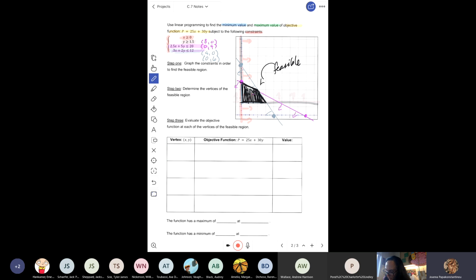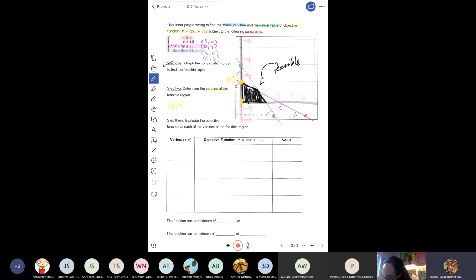Okay, so if I'm going through the steps, I did step 1. I graphed the constraints and I found the feasible region. Now I have to determine the vertices of the feasible region. So if I'm looking for the vertices of the feasible region, I know I see how many points. How many vertices do you see? I see one here, and I know that point. 4. Okay, so my first point was 0, 4.